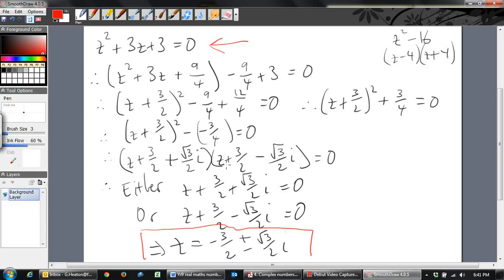And sometimes it'll just ask you to solve it, and so you can use the quadratic formula. That's fine. Sometimes the question will ask you to solve it by completing the square or by factorising, and you'll need to be able to use this method. And basically, that's how you factorise and solve quadratic expressions.